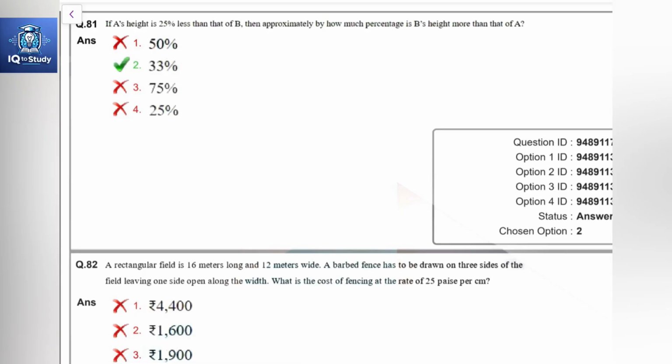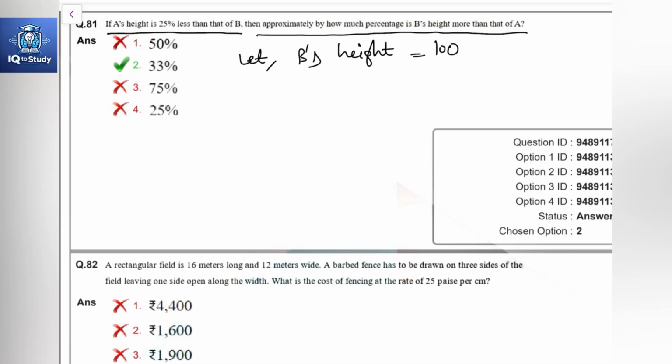If A's height is 25% less than that of B, then approximately by how much percentage is B's height more than that of A? Let B's height be 100 for easy calculation and A's height becomes 100 minus 100 into 25 by 100, which is equal to 75.